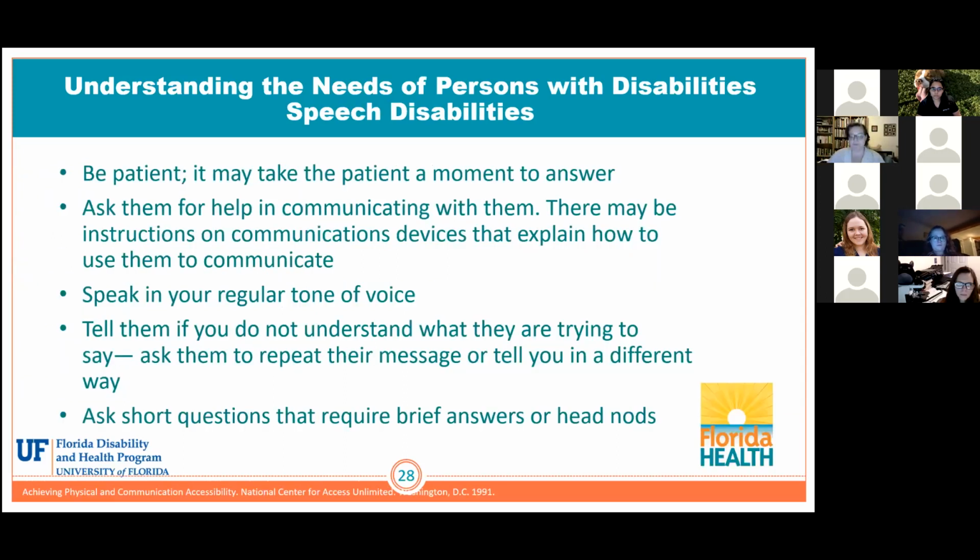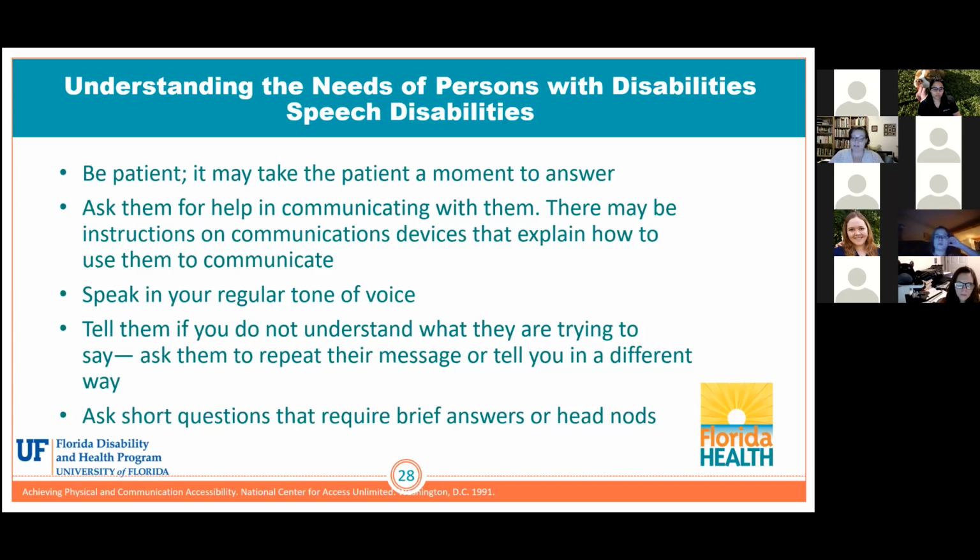So another thing to keep in mind for people with speech disabilities is being patient. People with speech disabilities can often take a little bit longer to answer, so give them some time. They're not being difficult. They just need some time to formulate and get out the answer. If they use communication devices, they might have instructions that explain how to use them to communicate with them. So ask for help if you need to.